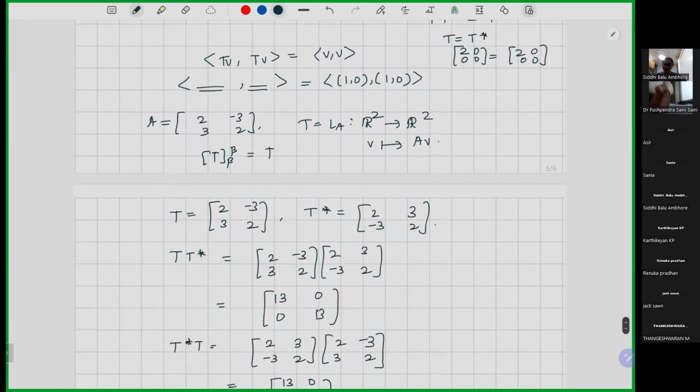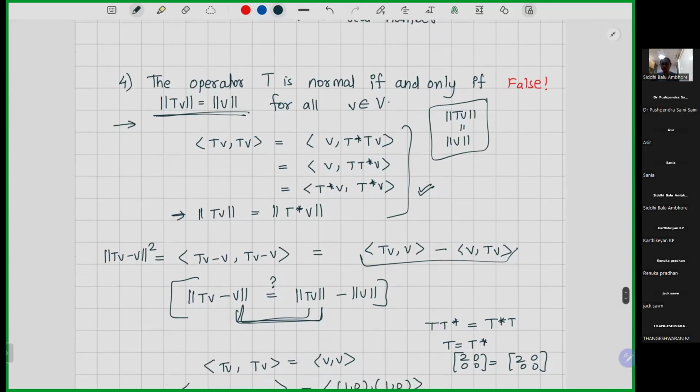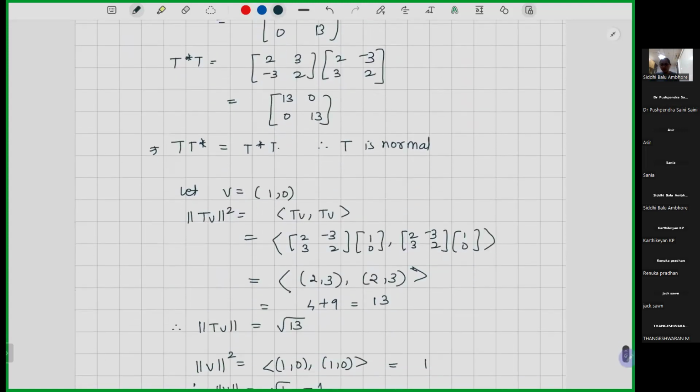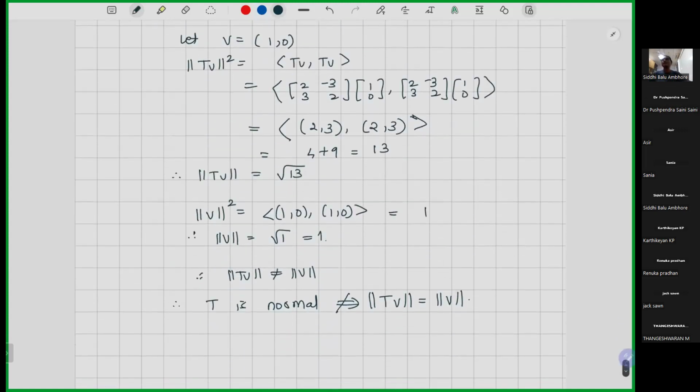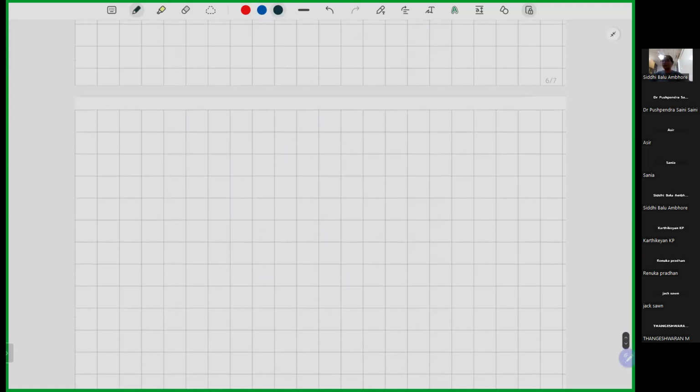So this statement is false in short. It looks like it is true, but this is not true in general for a normal linear transformation. Is it okay? Please, if you have any doubt, unmute and ask. Otherwise, I will move to the next question.